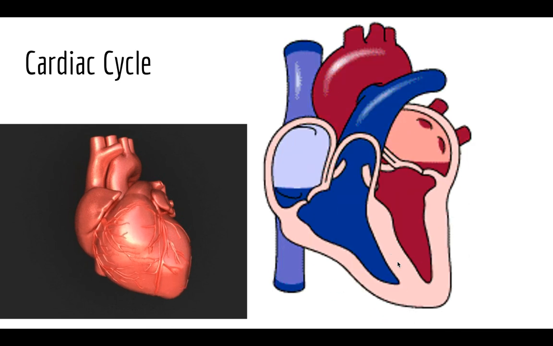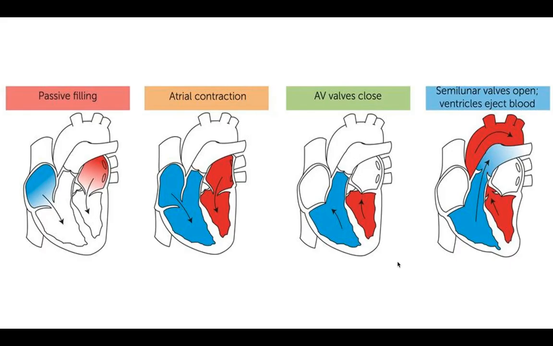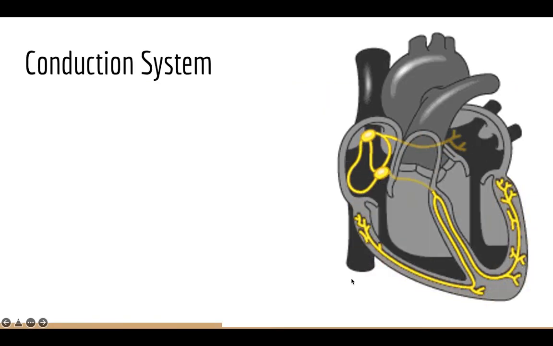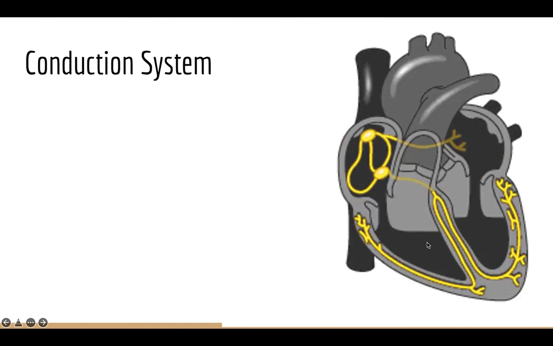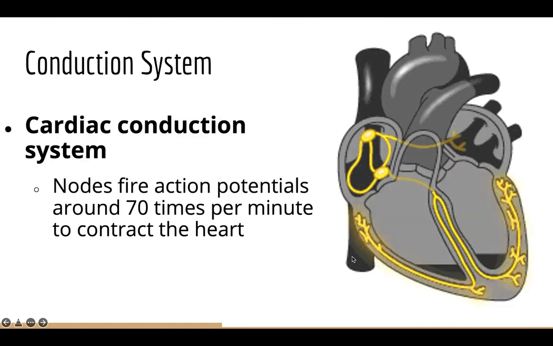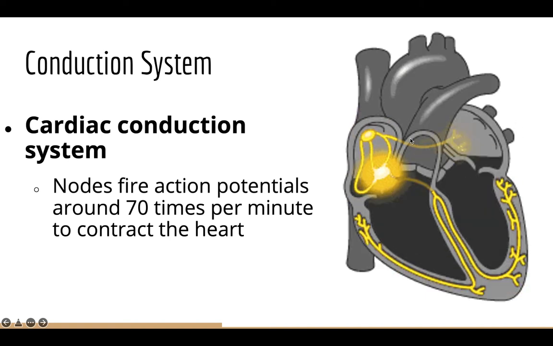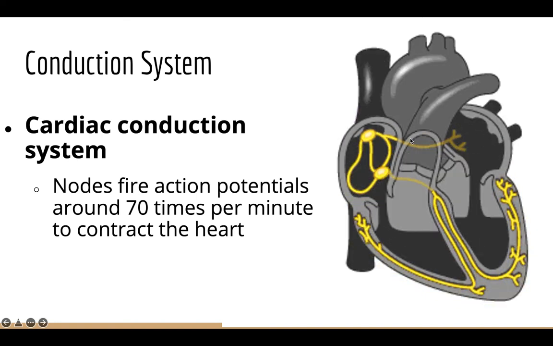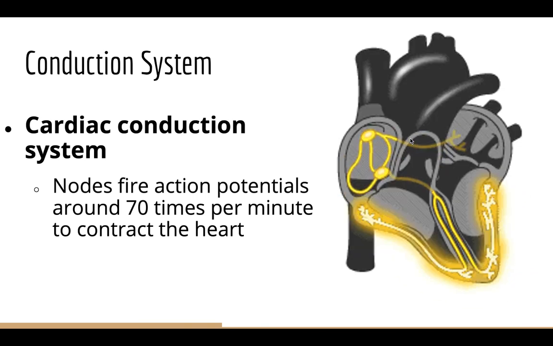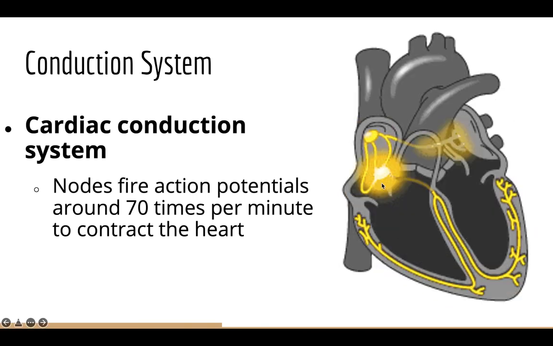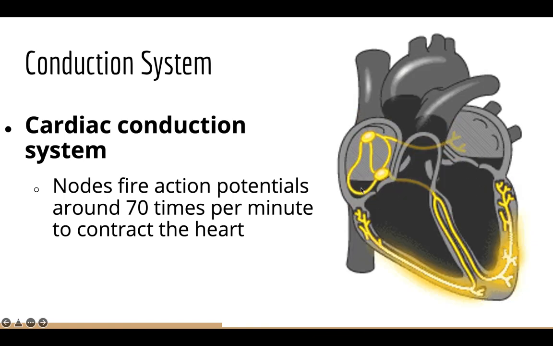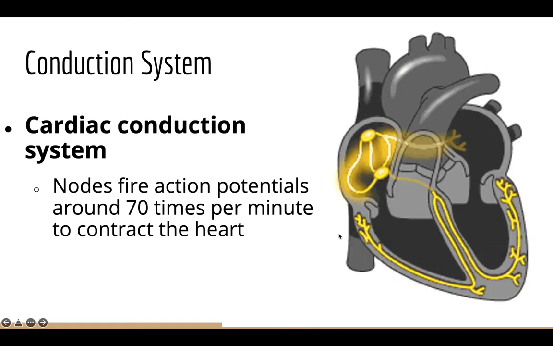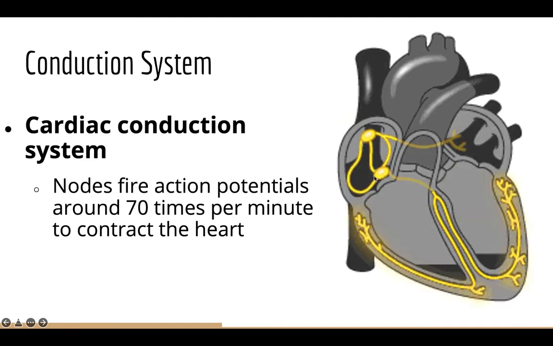Now, weirdly enough, you can take the heart out of the body and it will still contract because it'll still go through the cycle, which you can pause and look at. But because it has a conduction system, all the electrical signals to conduct the heart come from within. So the definition of a cardiac conduction system is that we have nodes firing action potentials around 70 times per minute to contract the heart. To break that down, these nodes are these little buttons, and when they fire off, those action potentials go along and trigger these cells to beat, to contract. We have two. We have one on top and one at bottom.